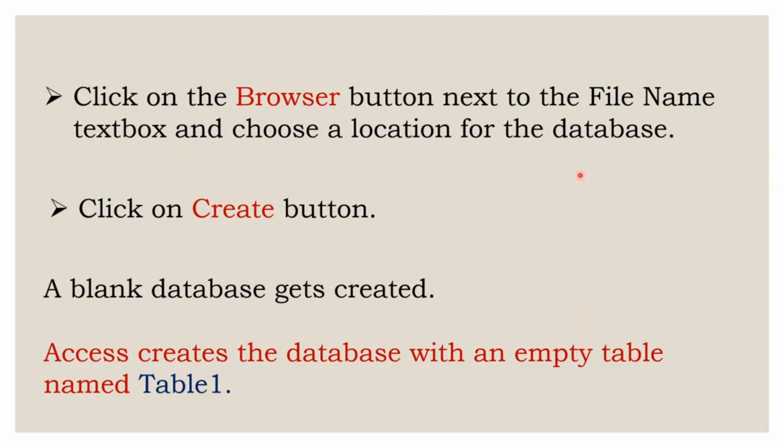Next, click on the browser button next to the file name text box and choose a location for the database. Click on Create button. Now a blank database gets created. Access creates the database with an empty table named Table 1.